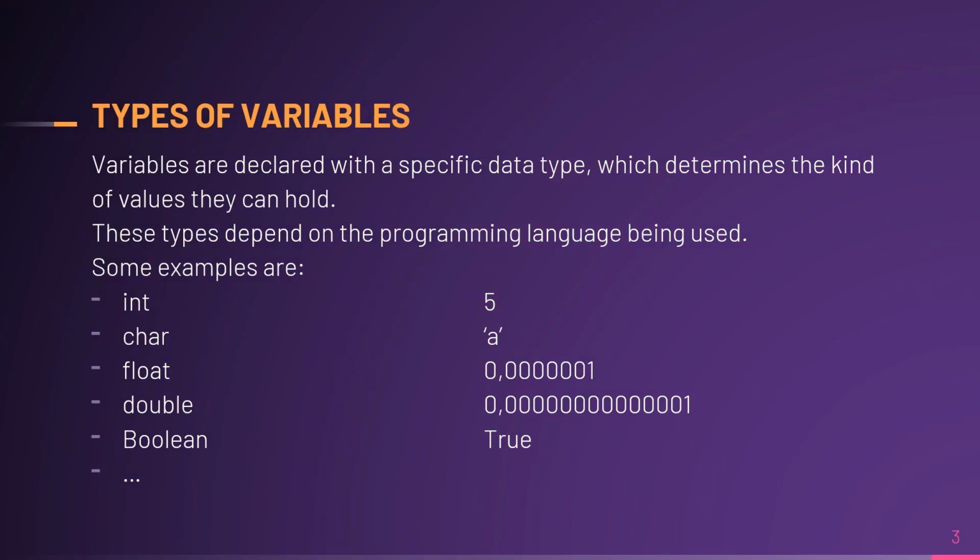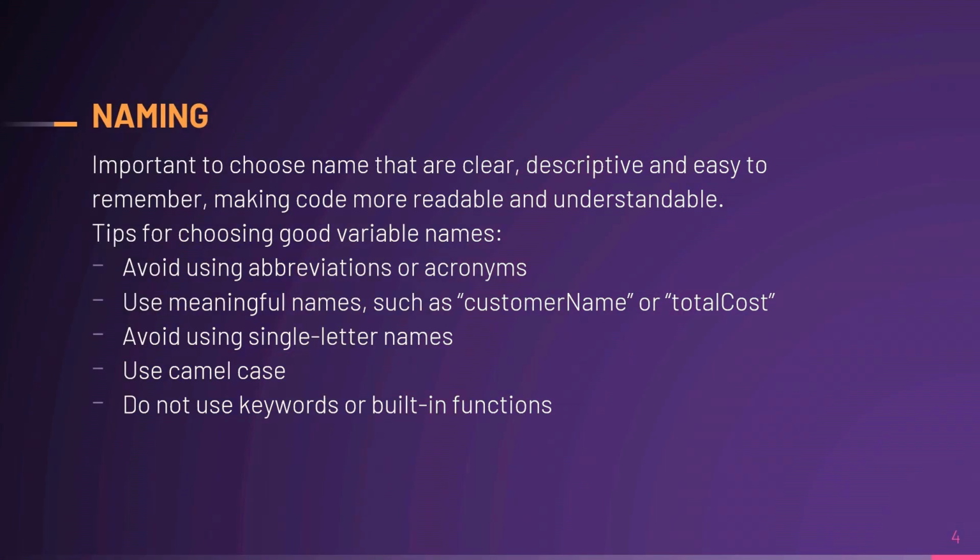Variables are declared with a specific data type, which determines the kind of values they can hold. These types depend on the programming language being used. Some examples are int, char, float, double or boolean.